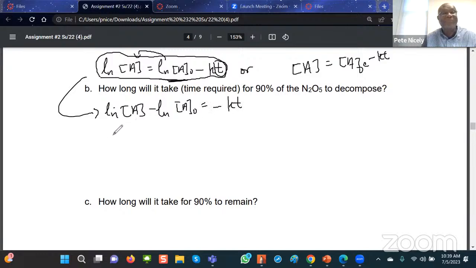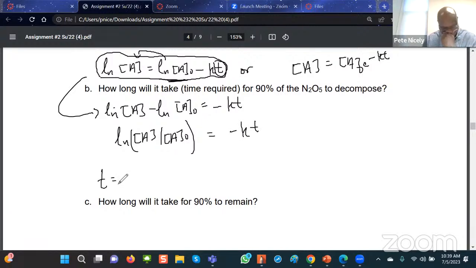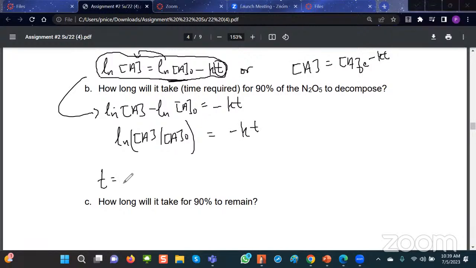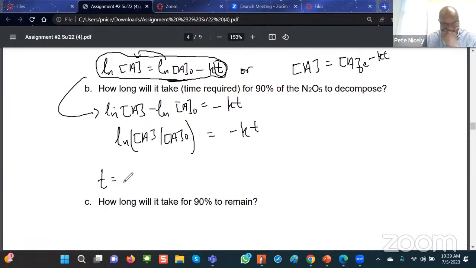And you can actually simplify this a bit, if you remember what you learned in your algebra classes. This here would be equal to ln concentration of A over concentration of A initial. So we can make it more simple, and that would be equal to minus kt. So how would you get t by itself? Add k to the left side. You sure about that? Anybody else want to help her out?